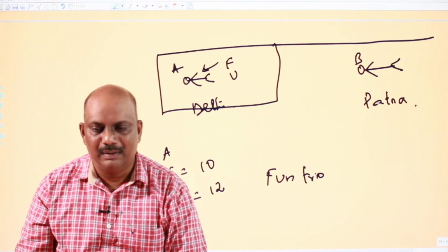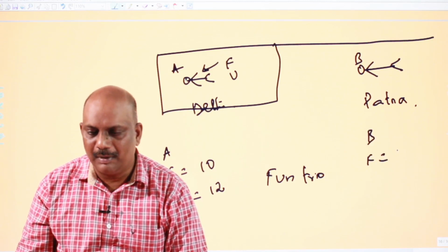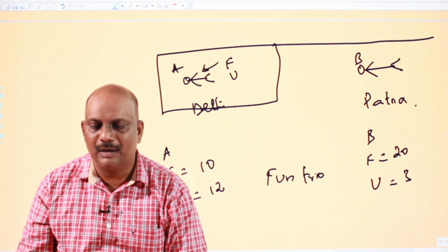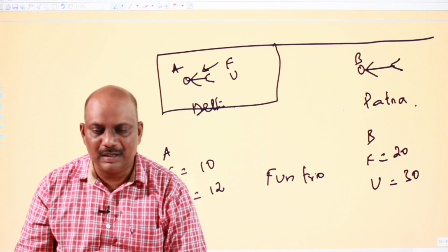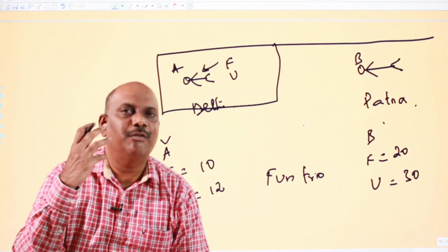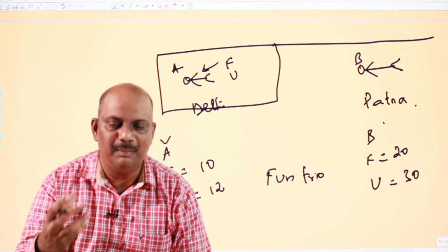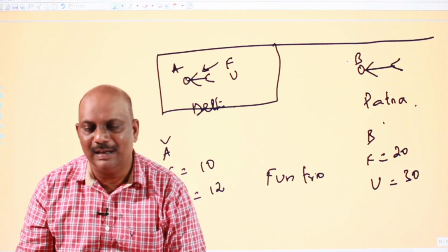But for B, fluorine content may be 20 units and uranium content may be 30 units. But still, A may be older than B, because the amount of fluorine and uranium trapped depends upon the fluorine and uranium present in the respective area.